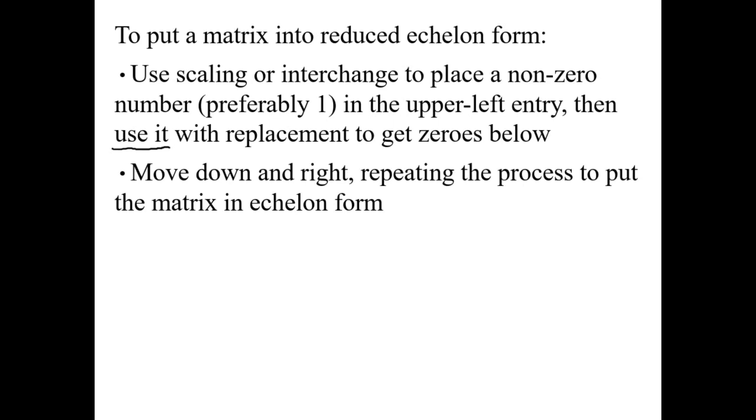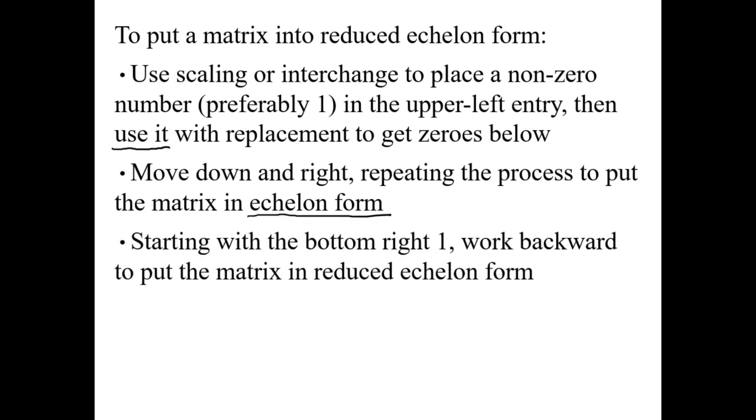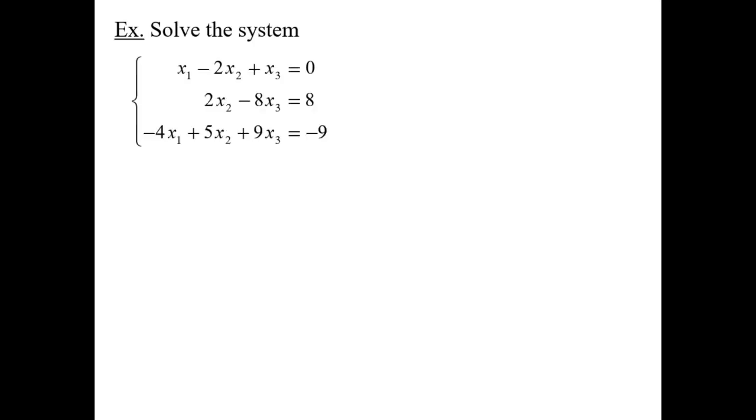We're going to do lots of examples. If this is confusing, I completely understand. We'll do some examples so you'll see what I mean. Now, if I want to get into reduced echelon form, step 1, echelon form. Okay, so go that far. Then we're going to keep going. Now we're going to start with that 1 in the bottom right corner, and now we're going to go backwards. Now we're going to use that 1 to get zeros above, and then work backwards up and to the left, whereas before we went down and to the right. Again, describing this in words is super confusing. Let's look at an example.